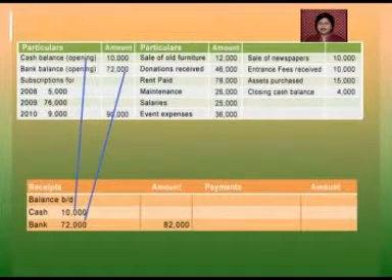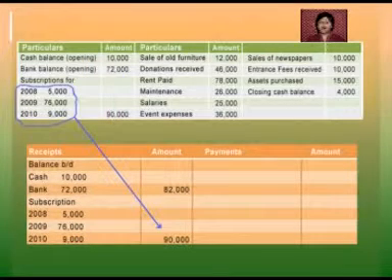Now cash is having 10,000 and bank is having an opening balance of 72,000. So total balance brought down is 10,000 in front of cash and 72,000 in front of bank. So the total comes to 82,000.